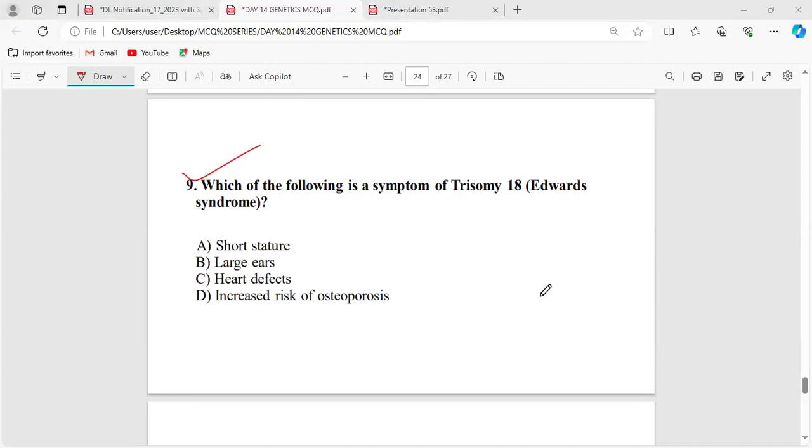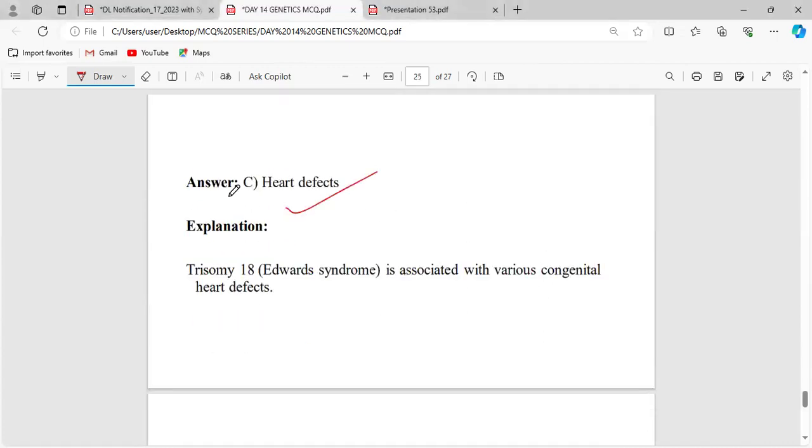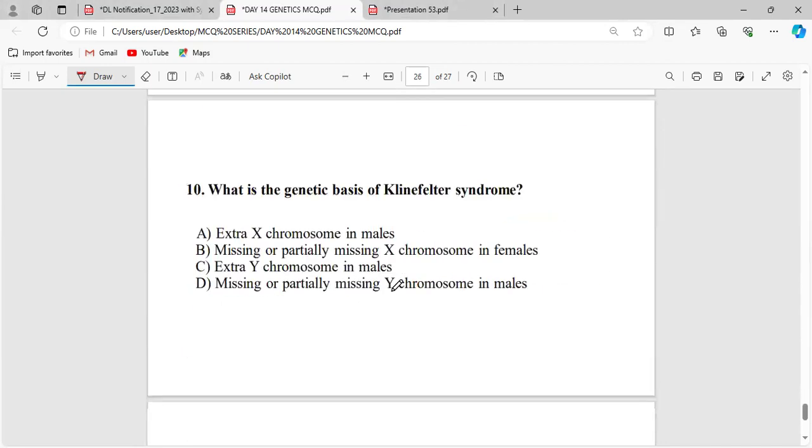And which of the following is a symptom of trisomy 18, that is Edward syndrome? What will be the symptom of trisomy 18? That will be heart defects. Very good. It is associated with various congenital heart defects.